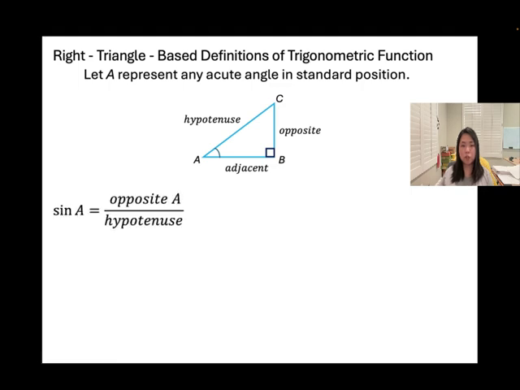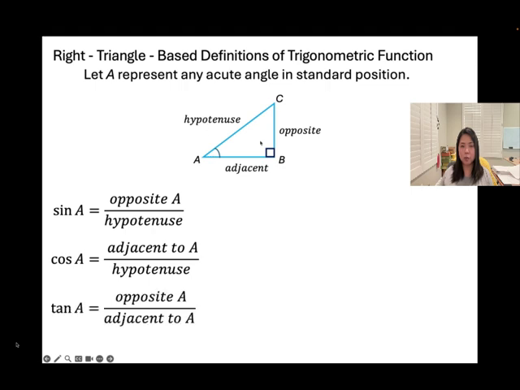If we want to find sine A, that will be equal to opposite over hypotenuse. I need you to remember that. When you're looking for sine of angle A, that will be opposite over hypotenuse. Cosine A will be adjacent over hypotenuse. Tangent will be opposite over adjacent.